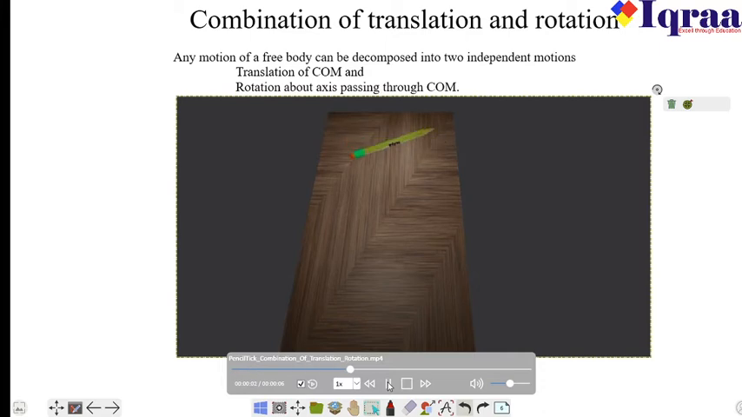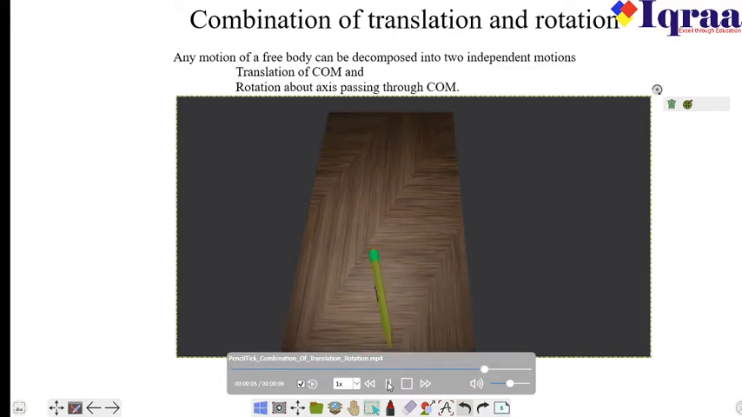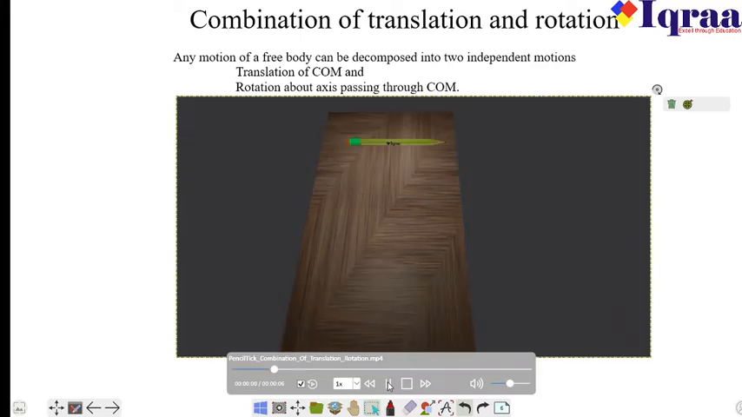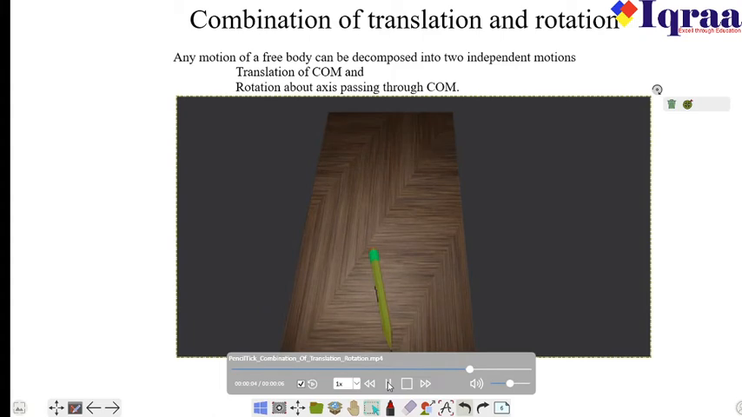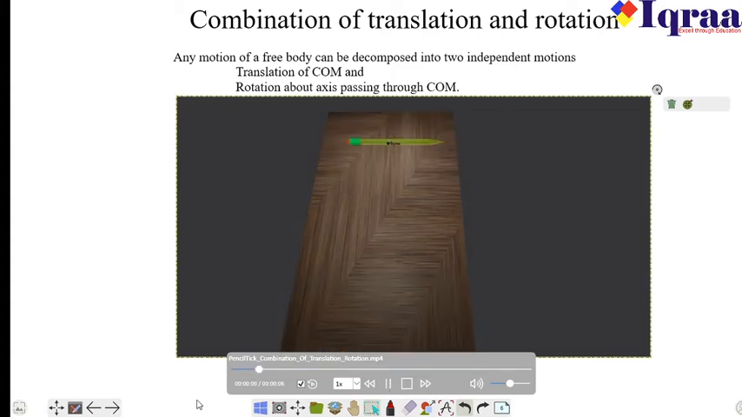According to Newton's second law of motion, the acceleration of the center of mass of the body is in the direction of the external force. So if the body is free to rotate and translate, the only possibility is that the body rotates about the axis passing through the center of mass.